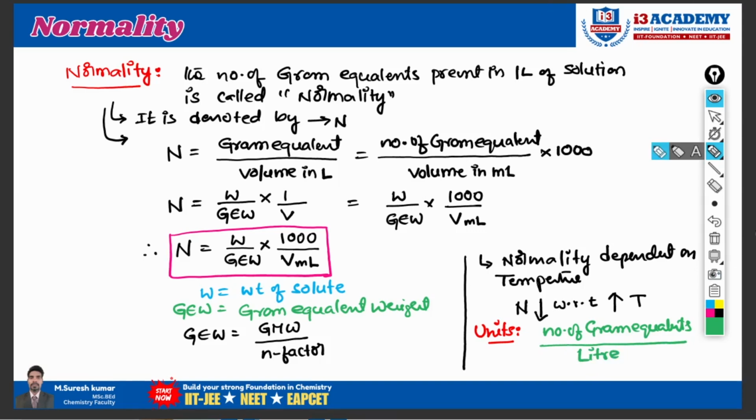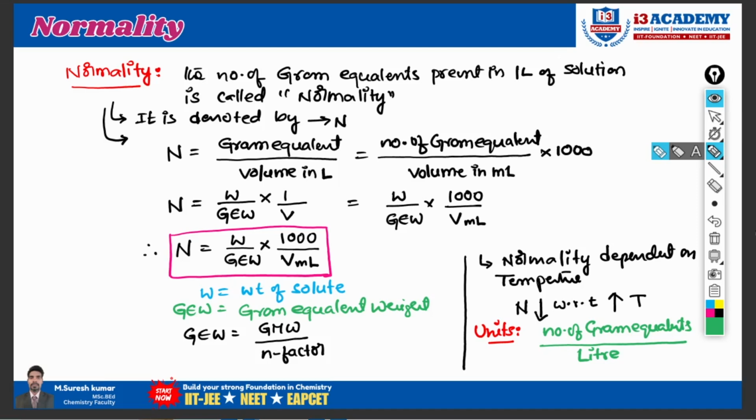Okay, my dears. Normality means, once again I repeat, the number of gram equivalents present in 1 liter of solution is called normality. It is denoted by capital N. N equals the number of gram equivalents present in a volume of 1 liter. If you want to express volume in milliliters, it is the number of gram equivalents by volume in milliliter into 1000. The final formula, normality N equals W by GEW into 1000 by V in ml.